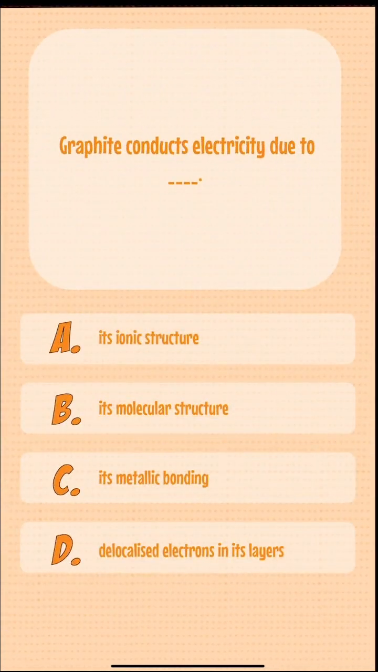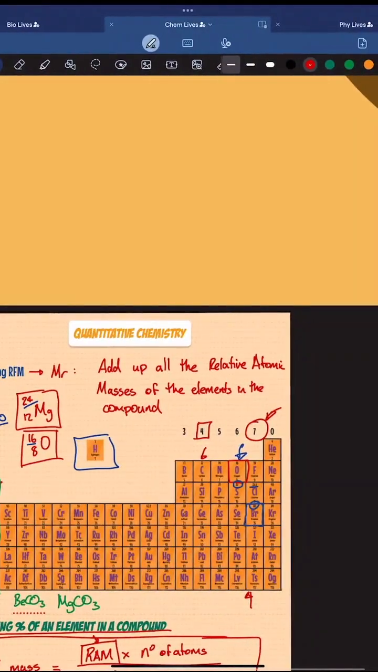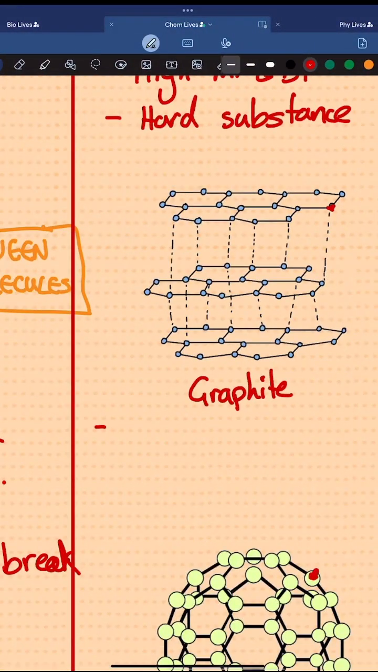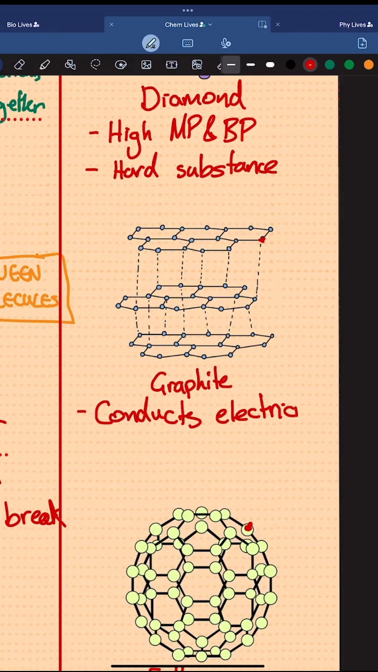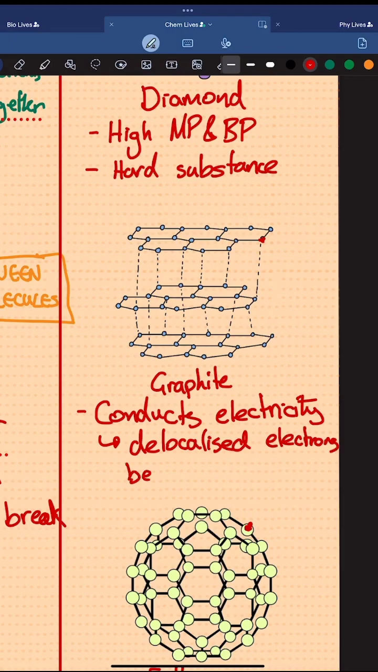Graphite conducts electricity. Why does graphite conduct electricity? Due to A, B, C, or D. Type what you think the answer is and tap on the screen a few times. Yep, I think you guys are getting it. All to do with delocalized electrons in its layers. Let's add that to our notes as well. So graphite conducts electricity. Reason why? Delocalized electrons between the layers, meaning they can carry a charge.